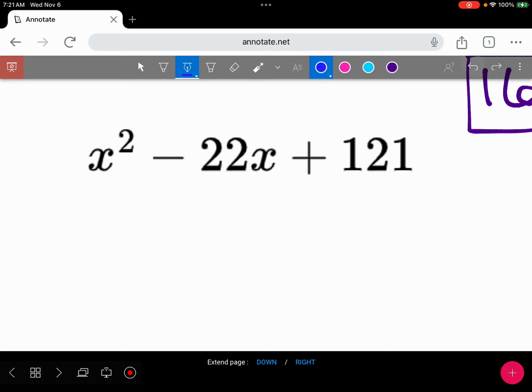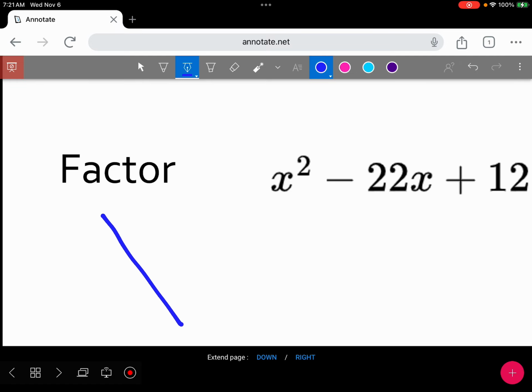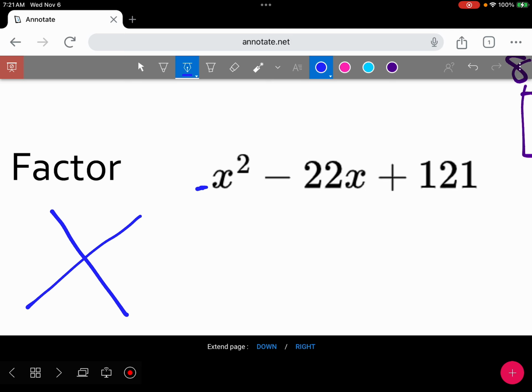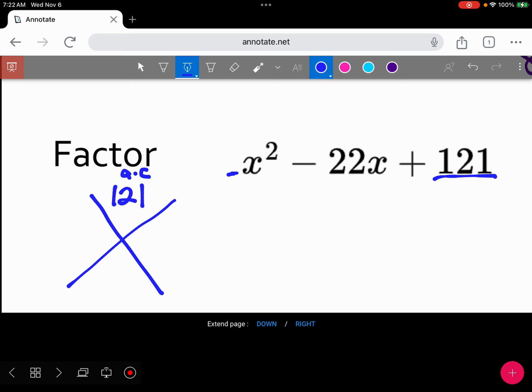Using our X frame to do this, and you can use the box, you can factor by grouping, or any other number of methods that we have. My A up front is a 1. My C is a 121, so my A times C is 121. And we need a pair of numbers that's going to add up to our B, which is -22. So I need a pair of numbers that multiplies to make 121 and adds to make -22. Yeah, -11, -11.